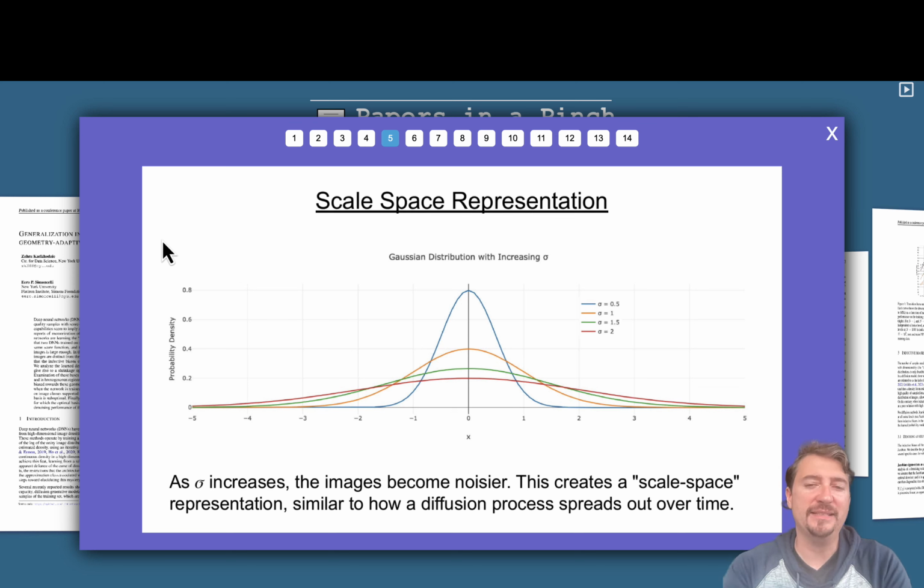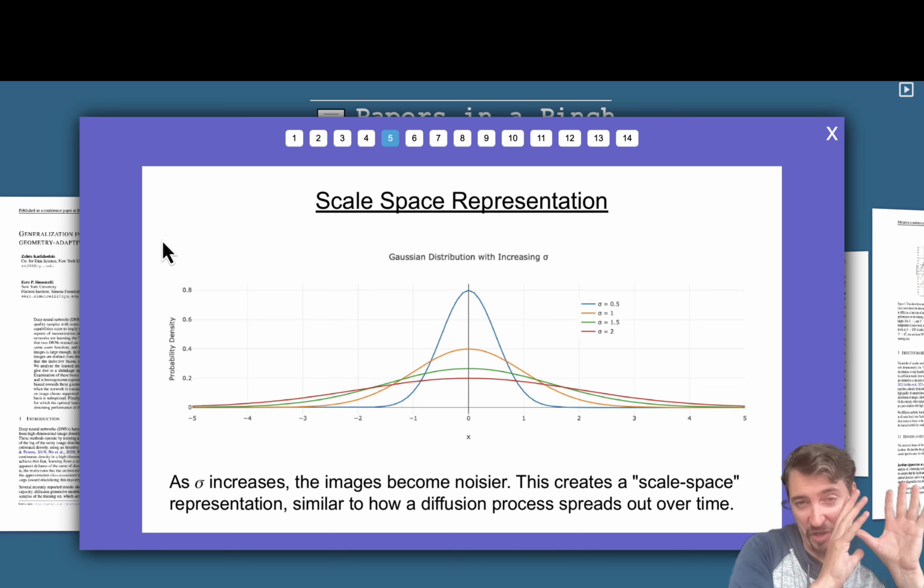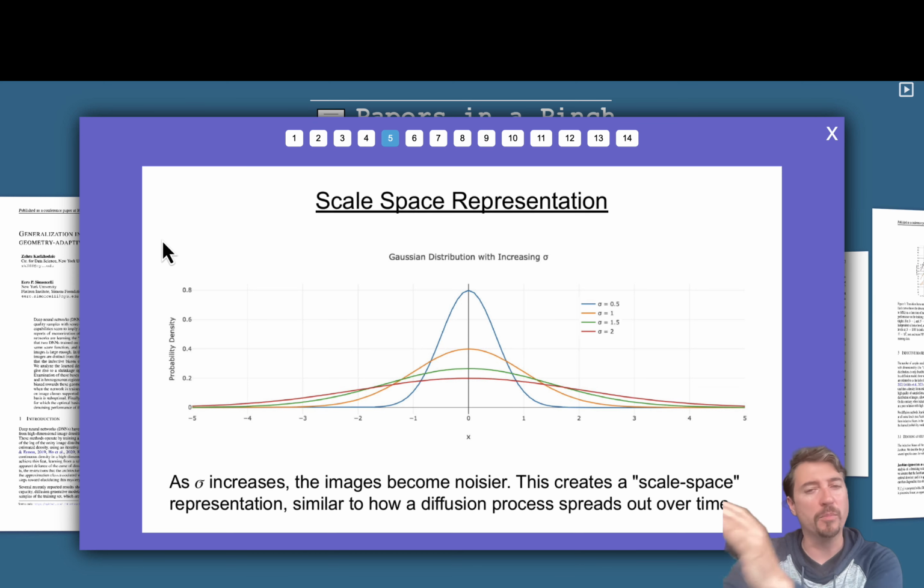We say that creates a scale space representation similar to how a diffusion process spreads out over time. So if you're wondering why these things are called diffusion models, you're borrowing a lot of concepts from just the physics and the chemistry, if you will, of a diffusion process. If you were to try to model dropping ink into water and watching it diffuse, you're going to have mathematical relationships and concepts associated with that. That's been borrowed to try to understand, or quite frankly to build, these diffusion models. It's a lot of the same concepts.